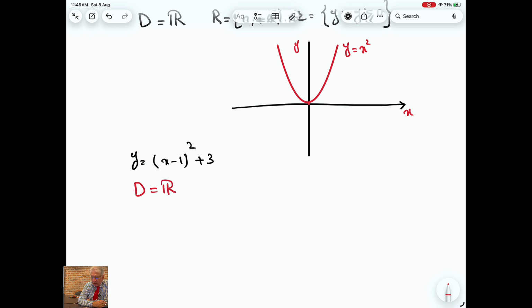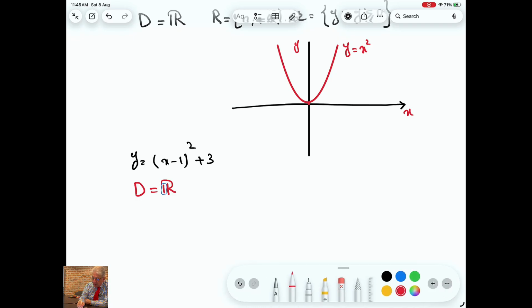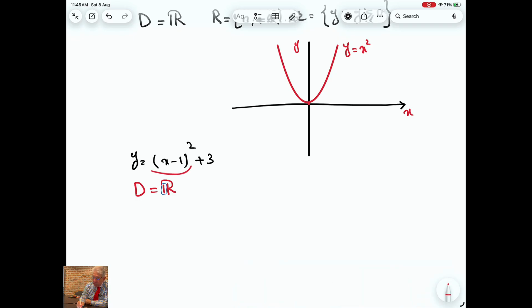What about the range? You know that every square number is more than or equal to 0. Therefore, it doesn't matter what x minus some number is, whatever to the power of 2 cannot be a negative number. So this is more than or equal to 0. When you add 3, the answer will be more than or equal to 3. Therefore, your range will be y more than or equal to 3.